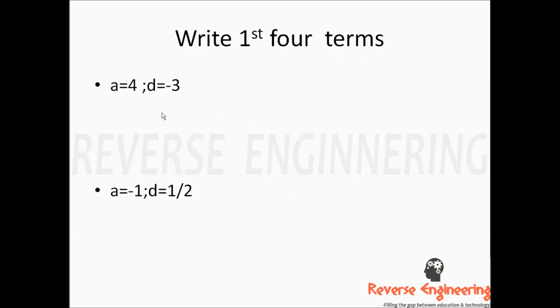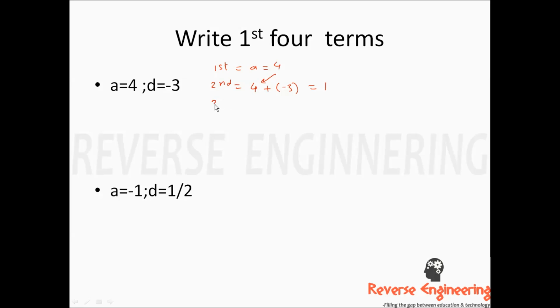Here they are asking us to write down the first 4 terms when A is 4 and D is -3. So how do we write down the first 4 terms? What are the criteria to write down the sequence as AP? We'll write down the first term. The first term is A, which is 4. To write down the second term, I need to copy down the first term as it is, which is 4, plus the common difference, which is -3. So my answer will be 1.